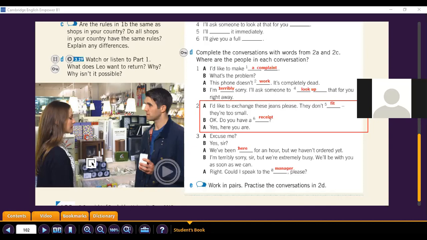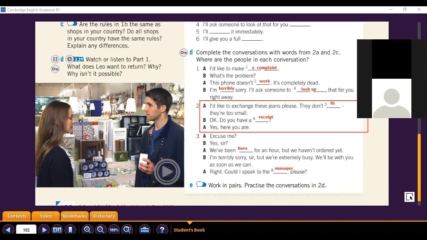Okay, teacher. I'd like to exchange the jeans, please. They don't fit. They are too small. Okay. Do you have a receipt? Yes, here you are. Here you are.